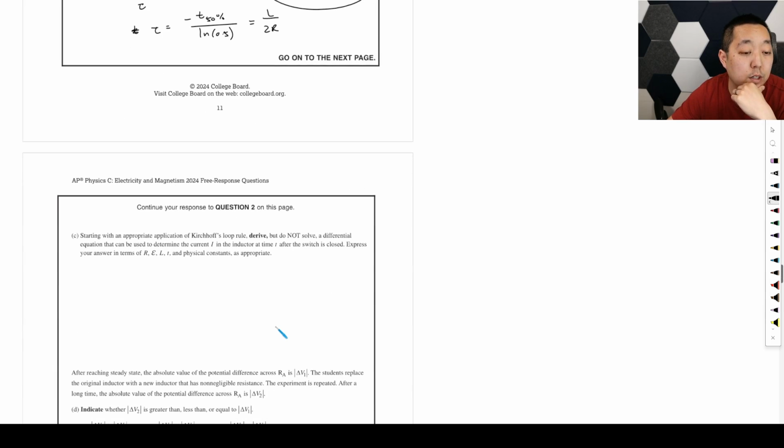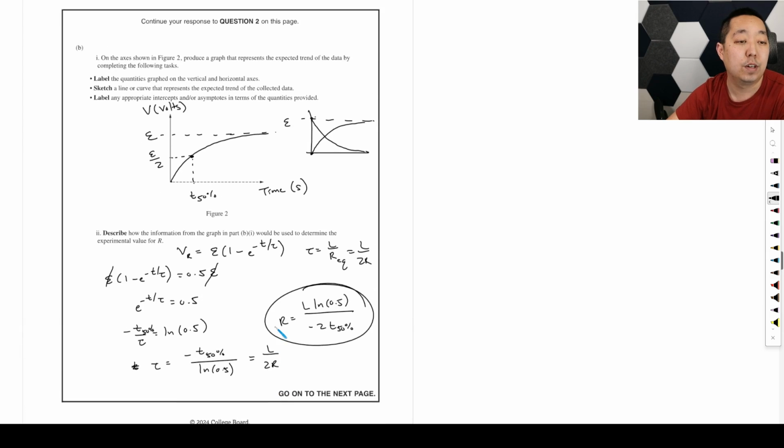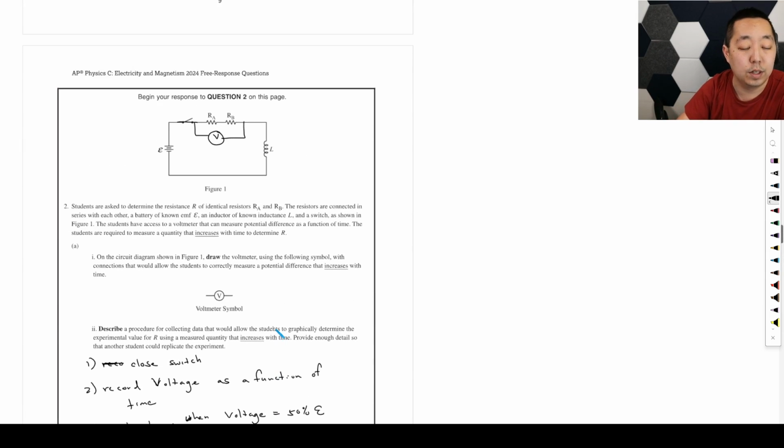Okay, starting with the appropriate Kirchhoff's loop rule, derive but do not solve a differential equation that could be used to determine I as a function of time. Okay, so you have a circuit here, and you just want to say the voltage across this resistor and the voltage across this inductor. You want to label these things, and then here's the current.